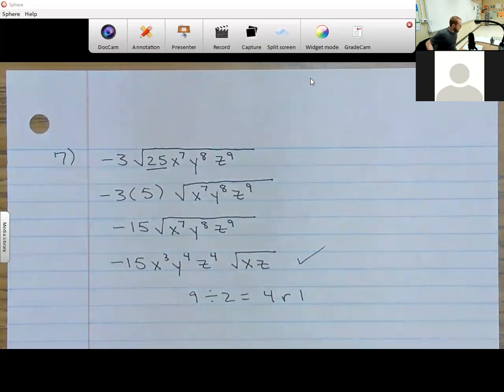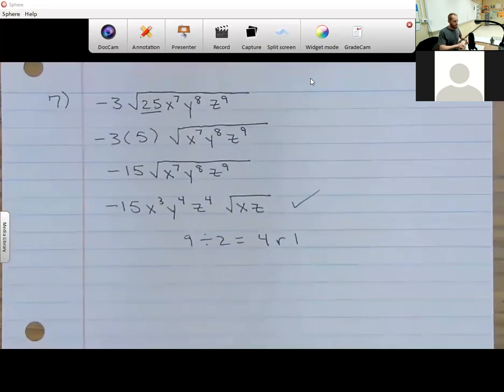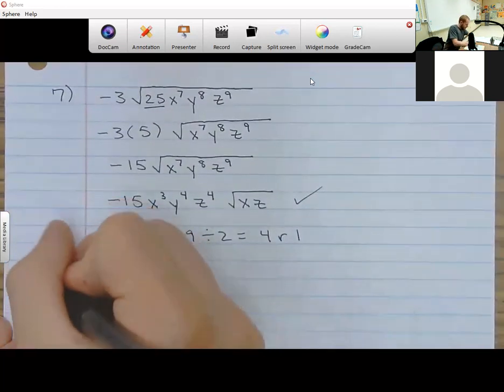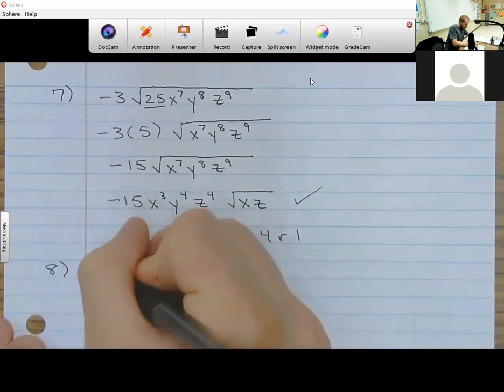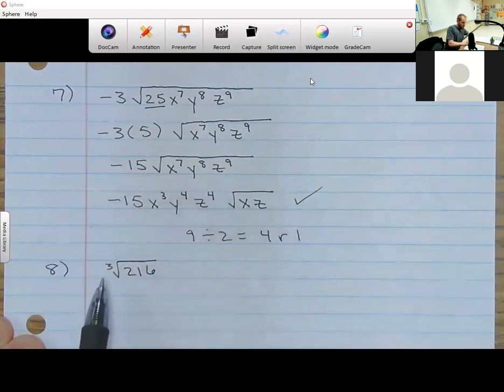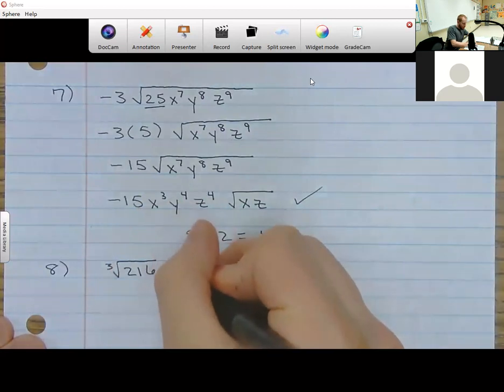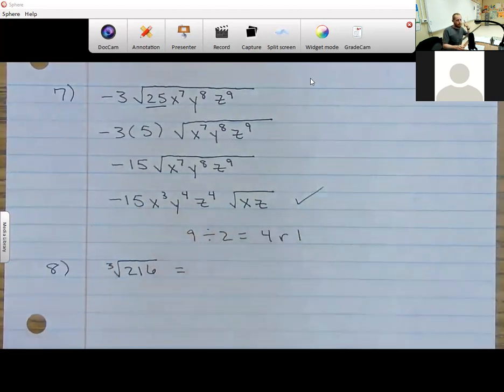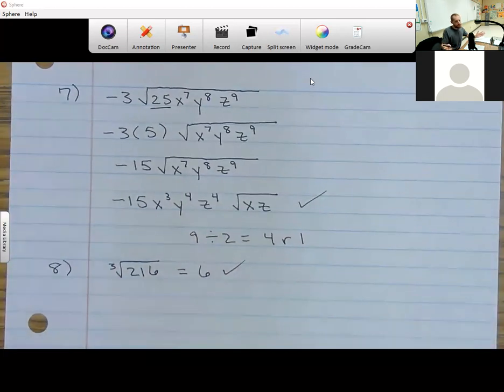Let's get to 8, 9, and 10, and then we'll work on some of the classwork problems together. How about that? Let me do number 8. Okay, 8 is going to be a cube root. You know why it's a cube root? Because of this index 3. It says, hey, I'm a cube root. I'm not a square root anymore. What's the cube root of 216? Well, by memory, that would just be 6, right? You could do that in a calculator. That's pretty simple.